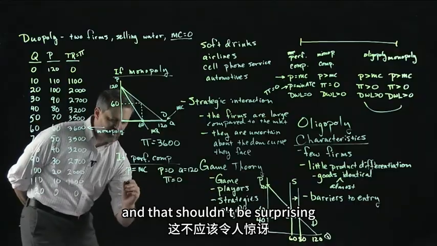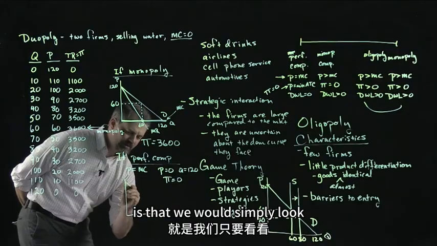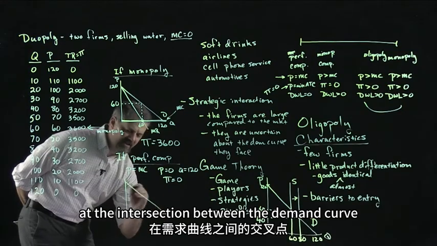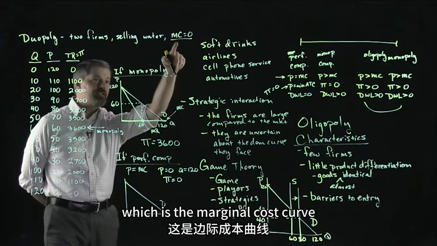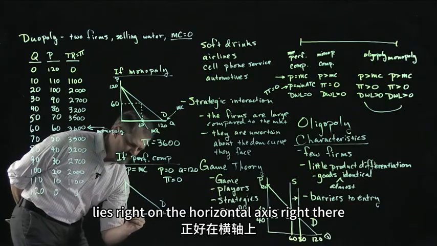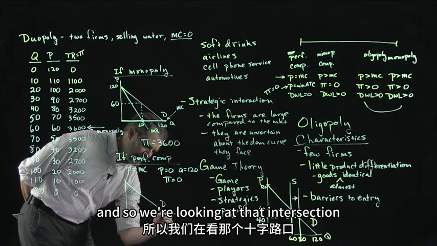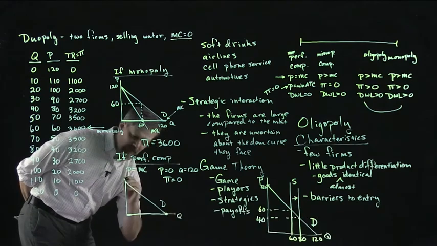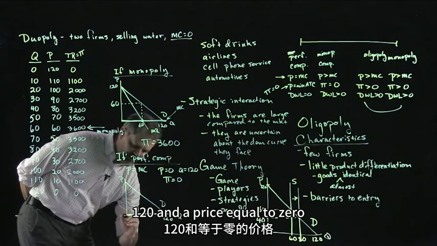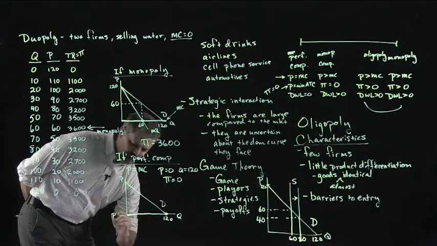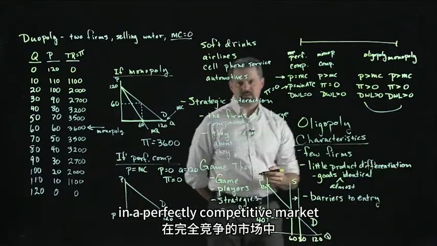And that shouldn't be surprising because the way a perfectly competitive market works is that we would simply look at the intersection between the demand curve and the supply curve. And the supply curve, which is the marginal cost curve, lies right on the horizontal axis, right there. And so we're looking at that intersection, and that happens at a quantity of 120 and a price equal to 0. There's no profit to be made in a perfectly competitive market.